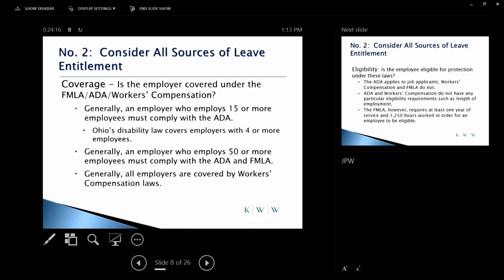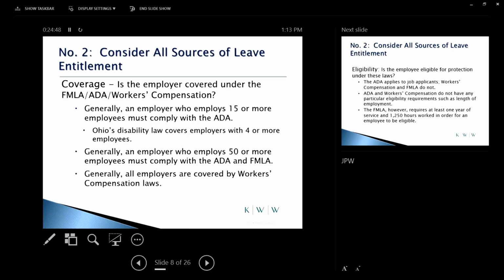Okay, let's jump to best practice number 2. Consider all sources of leave entitlement. That's really where we've been. You've got to look at whether or not ADA is in the picture. And frankly, if you're an employer with 15 or more employees, then you are covered by the federal ADA. And many states have ADA equivalent laws. In Ohio, if you're an employer with 4 or more employees, then you're covered by Ohio's ADA equivalent. And I suspect that's true in many other states.